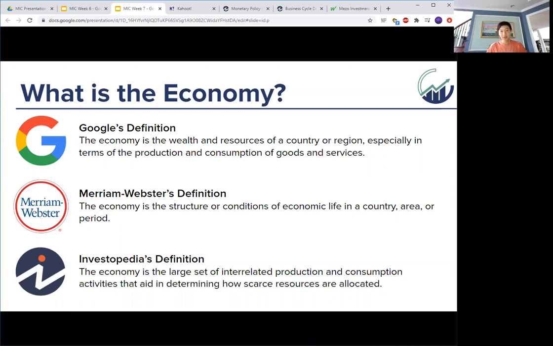However, Investopedia's definition of the economy really takes the cake. It says that an economy is the large set of interrelated production and consumption activities that aid in determining how scarce resources are allocated. Now, these are all valid, if convoluted, definitions of what an economy is, but I'll try to provide a more simple, easy to understand definition.